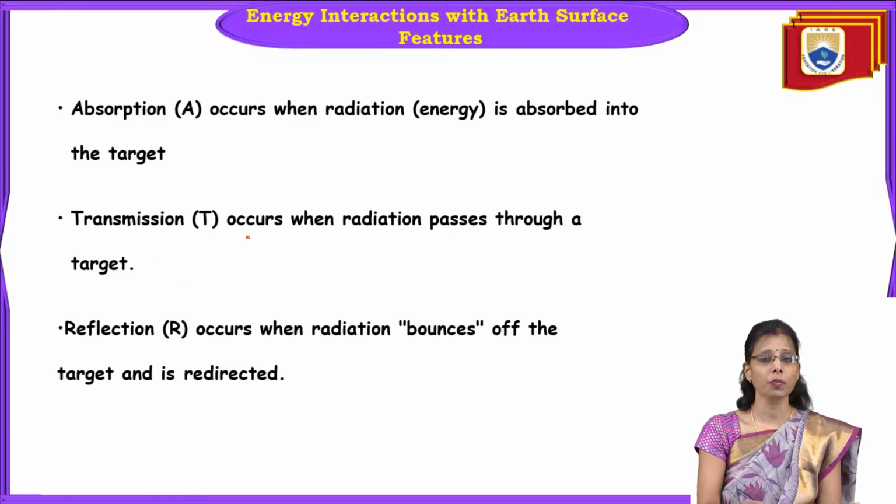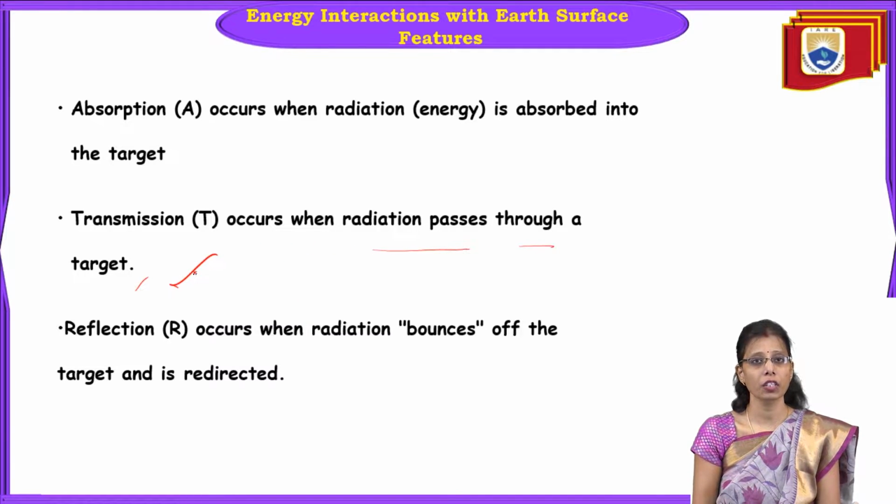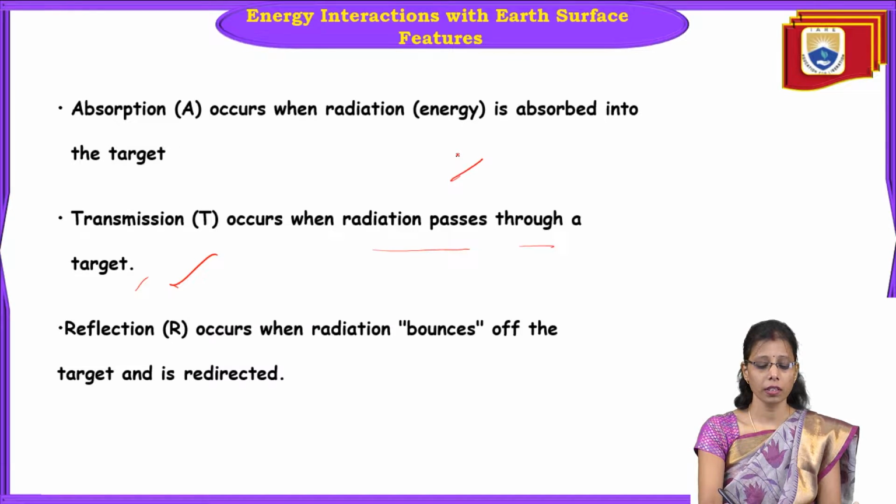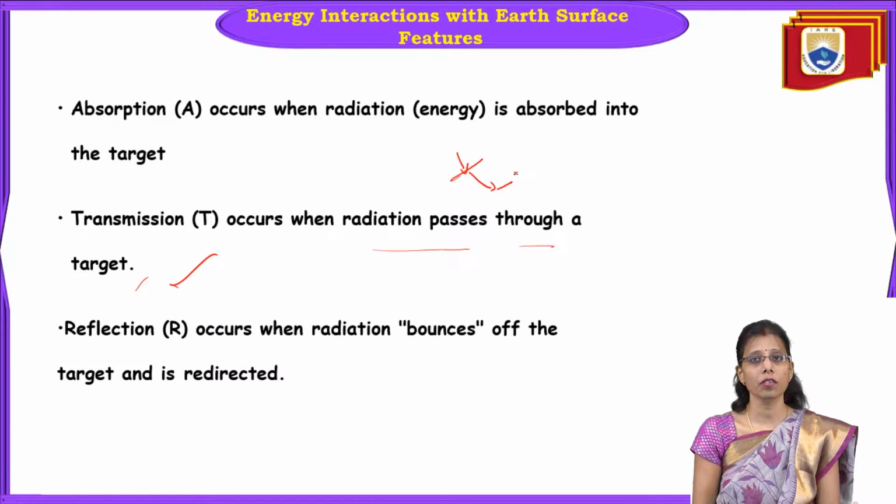When does the transmission happen? Transmission occurs when radiation passes through a target. When the radiation passes through a target, it can reach the earth surface and pass on to another feature. That is called transmission. It transfers its radiation to the other feature. That is called transmission.